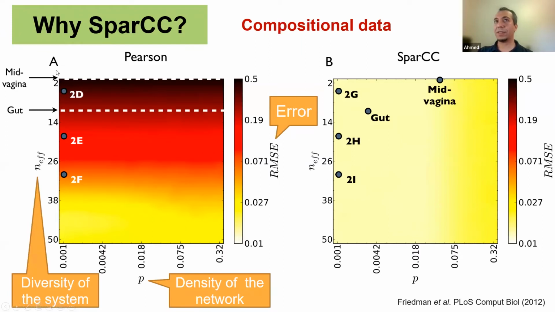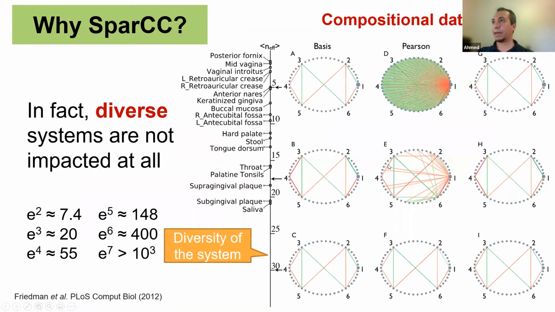If you have a data set that has very low diversity, like the vagina or the gut, then you are running the risk of having so many different wrong inferences in your analysis if you are using Pearson correlation. In that case, you have to stick to SparCC or Spark. But if you are working with a system that has high diversity, most probably you'll be fine using either method. Okay, so this is a clear example of how diversity impacts the inferences that you make.